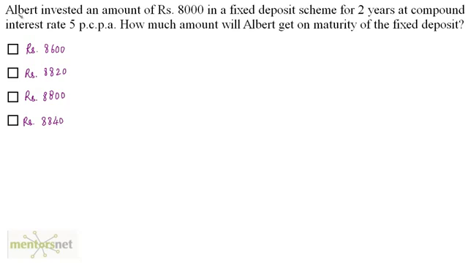So the amount that is invested is given, which is the principal amount, and that's 8,000. So P is equal to 8,000. And we have been given the time period for this investment, that's 2 years. So N is equal to 2, and the rate of interest is 5% per annum. So the amount is equal to, if the interest is compounded annually, P into 1 plus R upon 100 raised to N. So put in the data here.